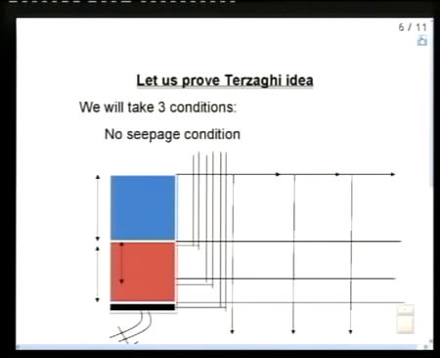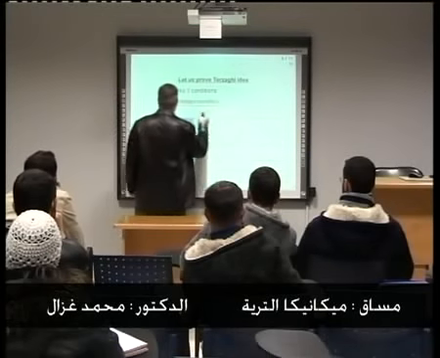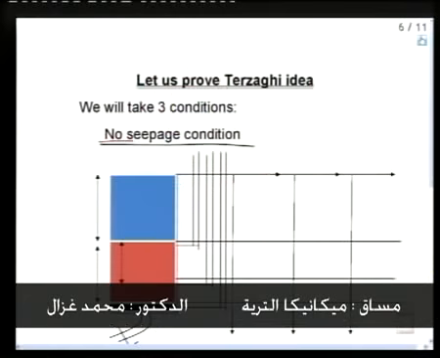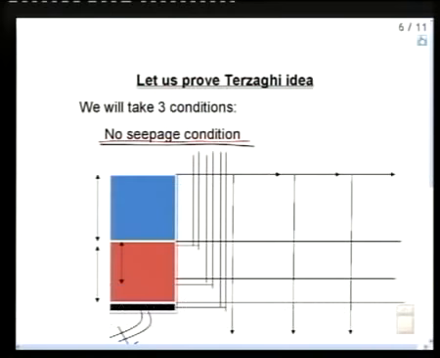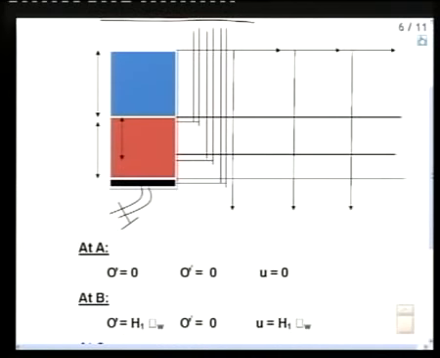We said that we will take three conditions. One condition is this one, which is the no seepage condition. No seepage. No water flow. So as you see here, this is water, and this is soil, okay? And then we have a valve here. It is closed. This is H1, this is H2, and this is Z.